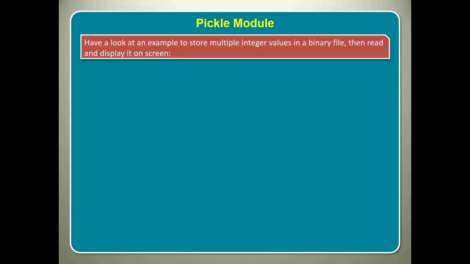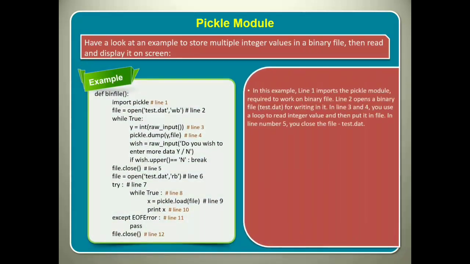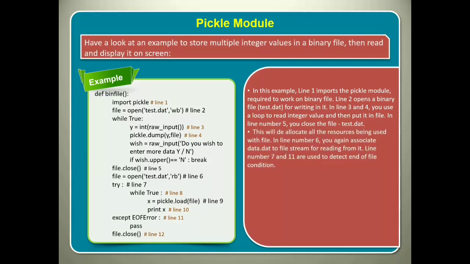In this example, line 1 imports the Pickle module required to work on a binary file. Line 2 opens a binary file, test.dat, for writing in it. In lines 3 and 4, you use a loop to read an integer value and then put it in the file. In line number 5, you close the file. This will deallocate all the resources being used with the file.